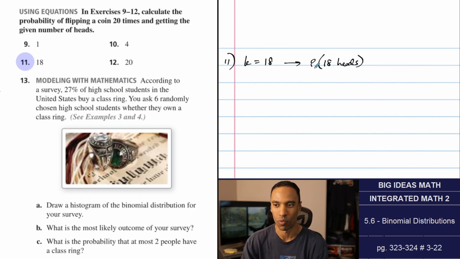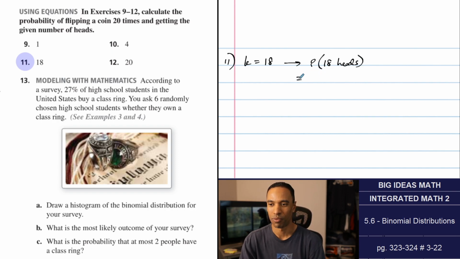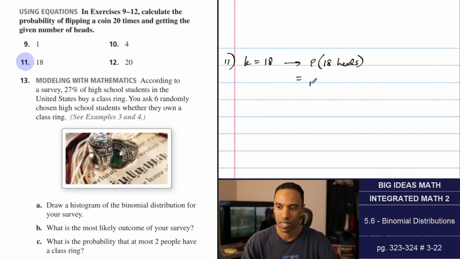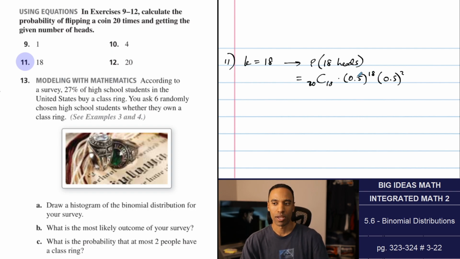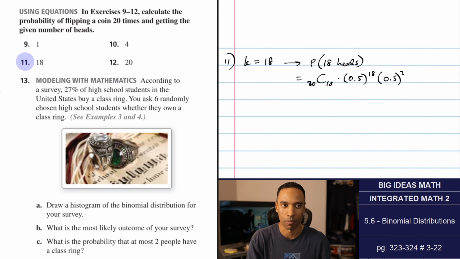Everything's basically going to be less than 1% here. So they're really playing with your emotions that way. 20 choose 18. That's a 20. 20 choose 18 times 0.5 to the 18th power times 0.5 to the second power. And I want to keep reiterating that as long as both of these are 0.5, I might as well be doing 0.5 to the 20th power on my calculator.